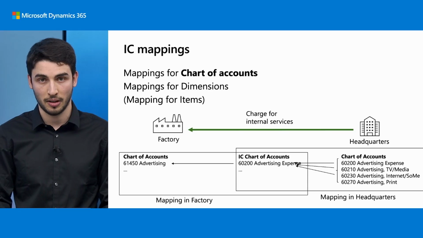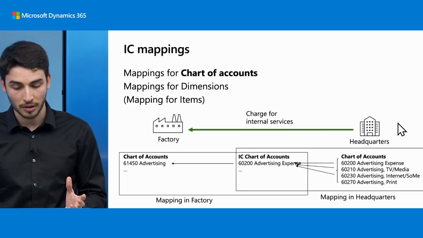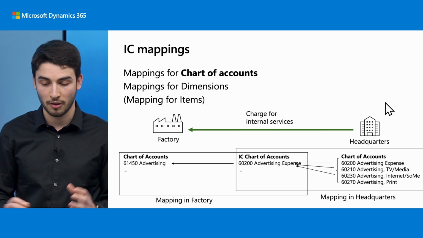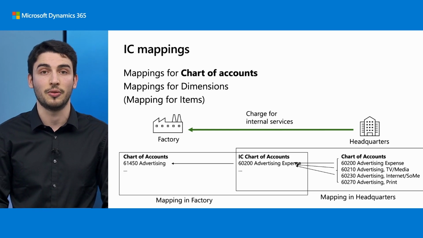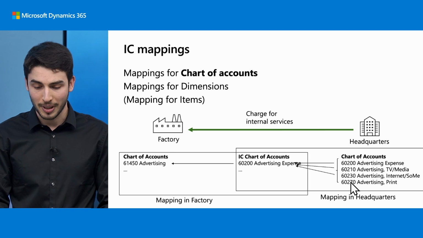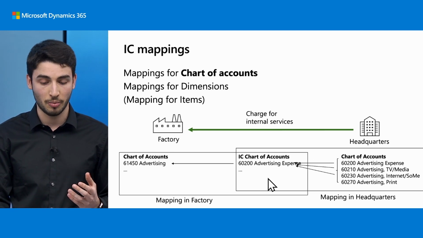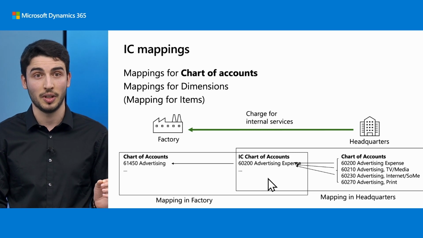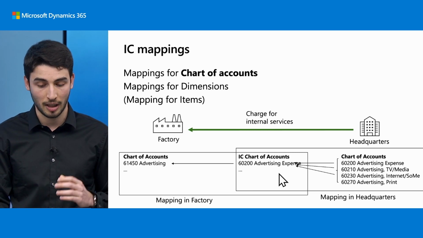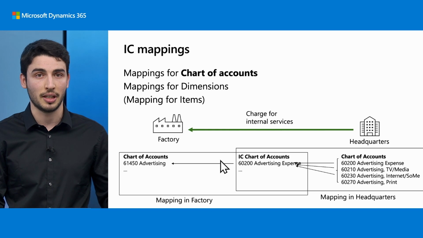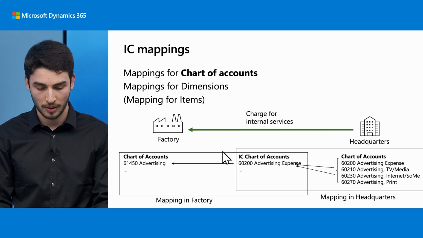Before we explain the mapping, let me show you an example of what we are trying to achieve with intercompany chart of accounts. Here in the headquarters, we assume that we have a granular division for the type of advertisement expenses, but that doesn't make sense for all the other companies. So the decision was to make only one specific IC chart of accounts that we will call advertising expense that other companies can map to their own chart of accounts.